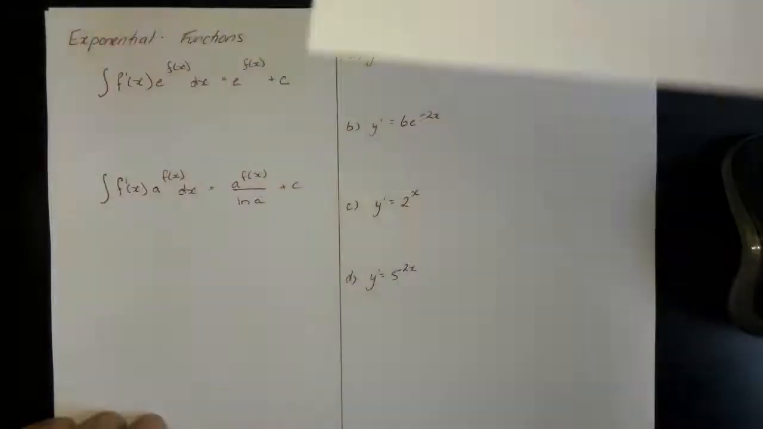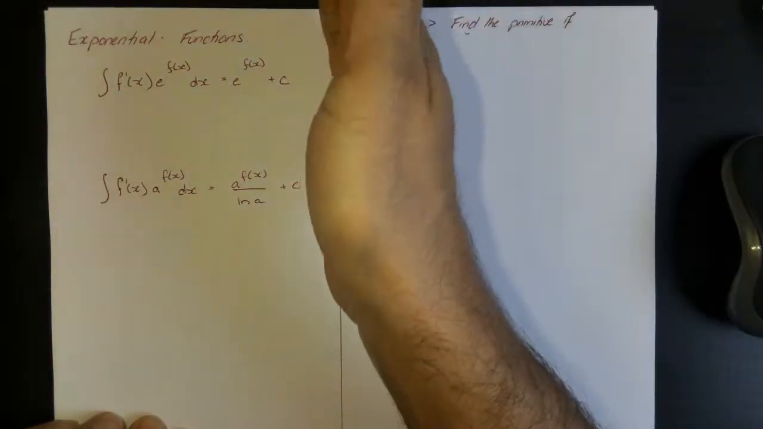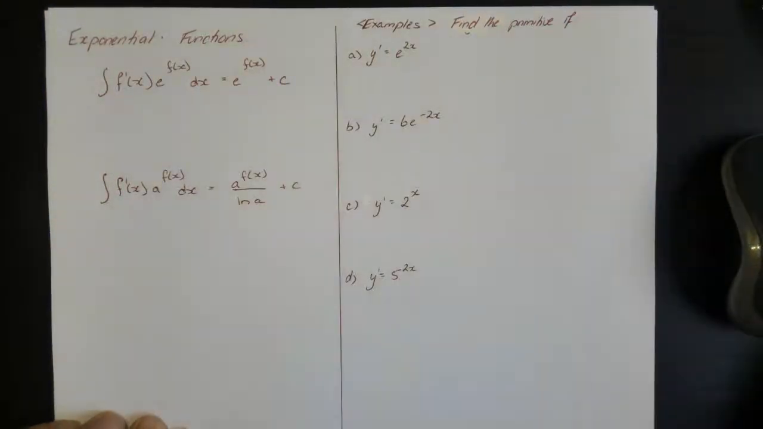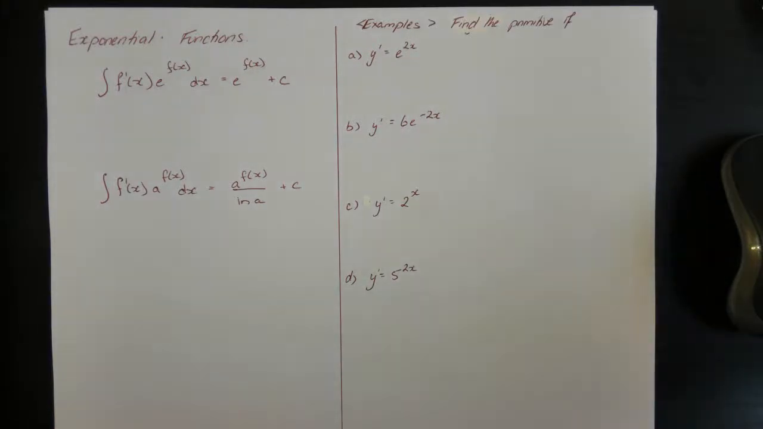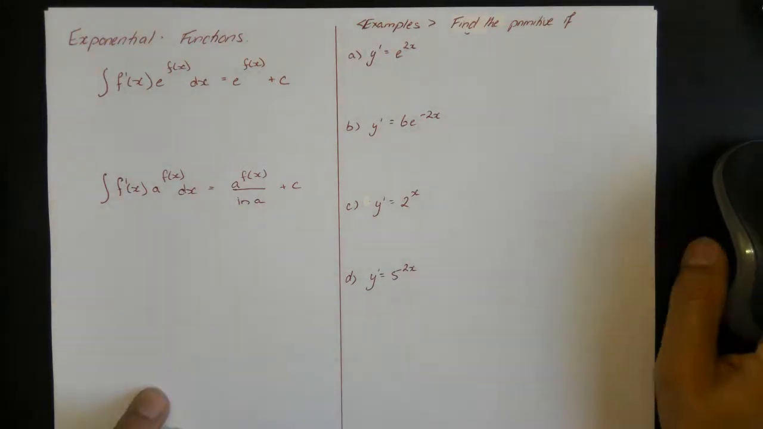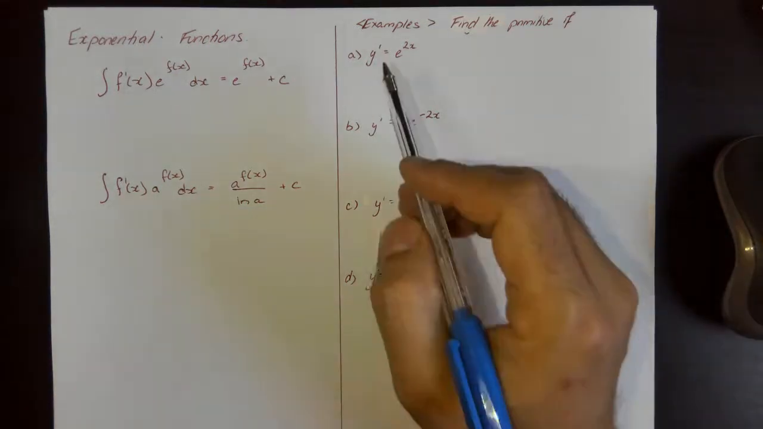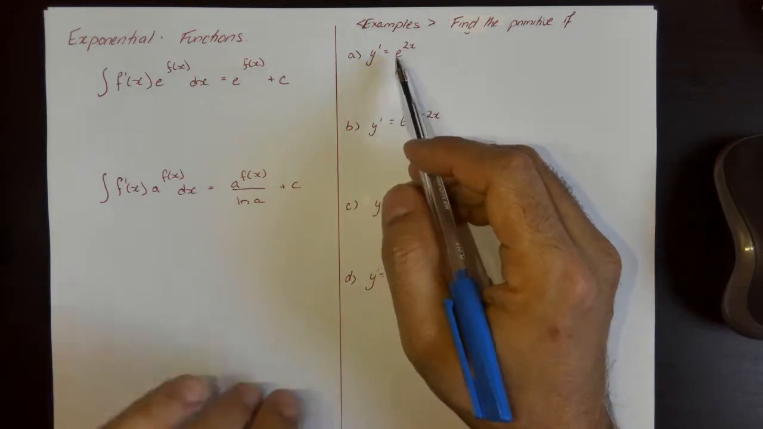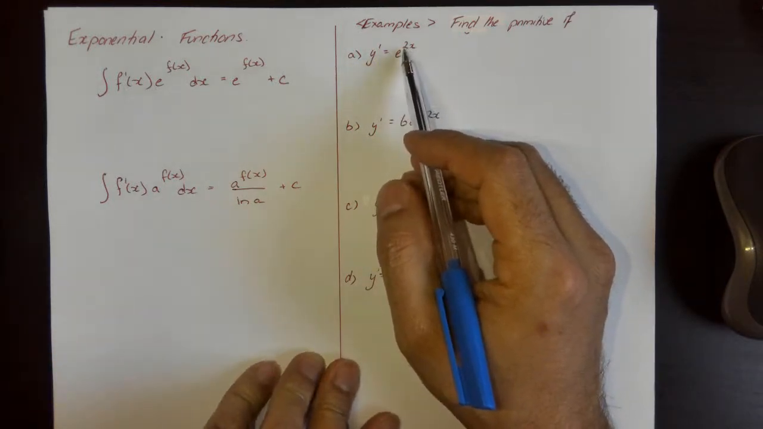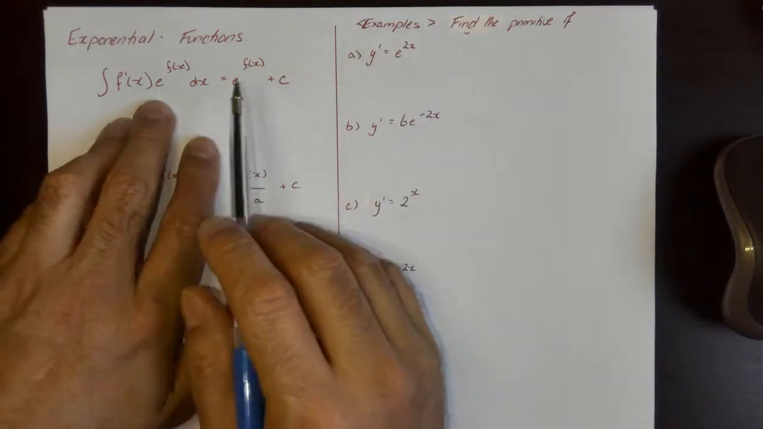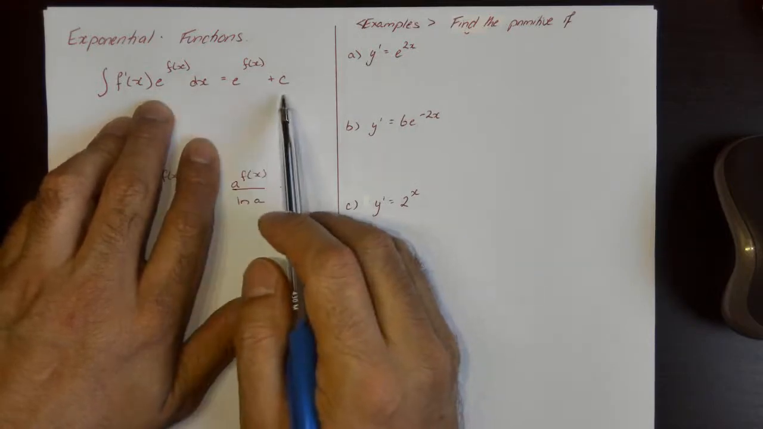Okay, so what I've done is I've kept the rule that you will see on your formula sheet on this side, and I'm going to do some examples in here. So for example, if we have y dash equals e to the power of 2x, we're wanting to find the primitive, we want to find the original function. So that will fall into this type of formula.